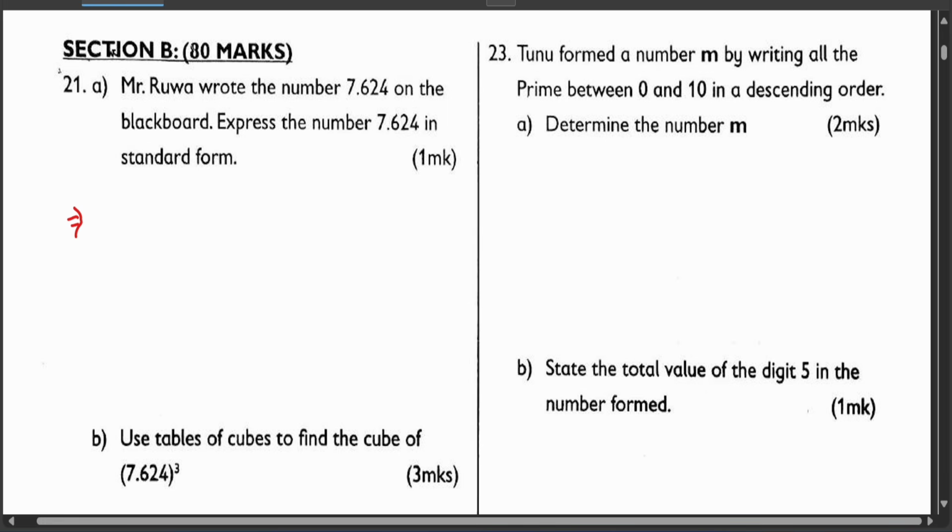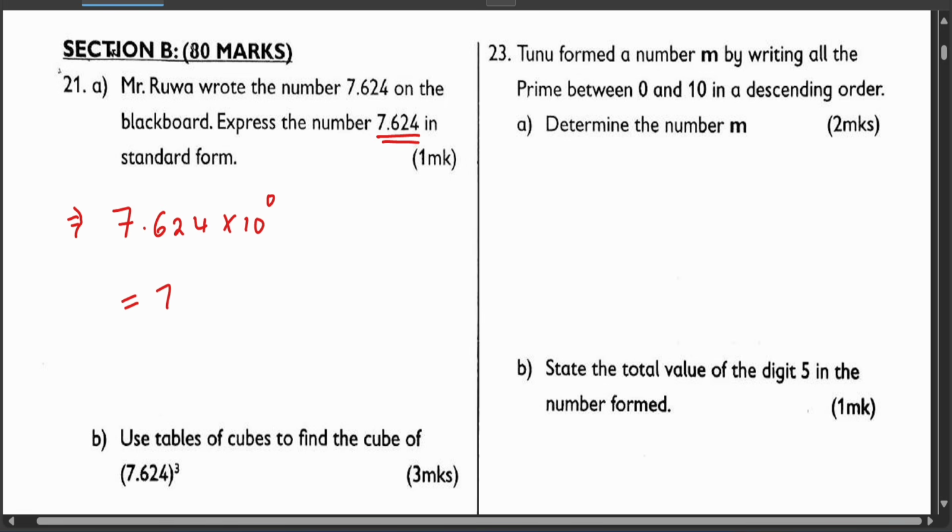Hapo ndo kwenyewe. Question 21 says 21A, Mr. Ruo wrote the number 7.624 on the blackboard. Express the number 7.624 in standard form. Sawa, in standard form itakuwa uandika vipi? Rahisi sana. So utaandika hiyo 7.624. Sawa, kwa vile ni hivyo hivyo tu utaandika times 10 raised to the power of 0. So this is your standard form here.